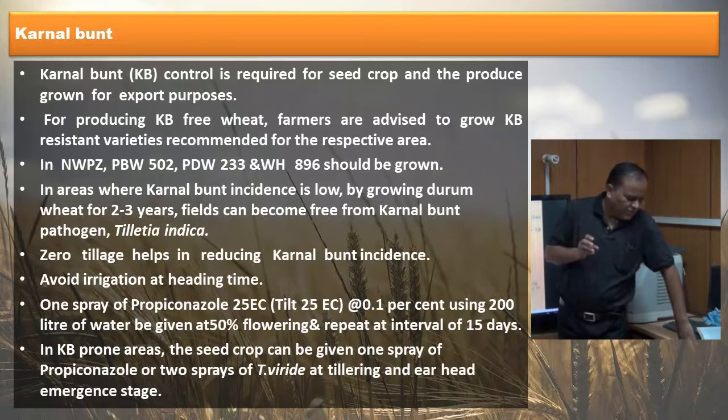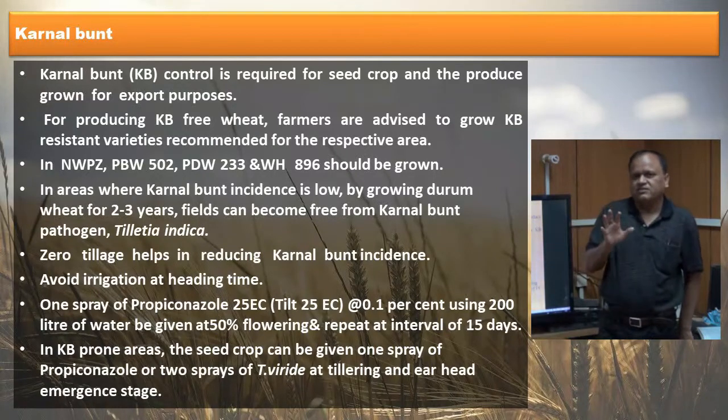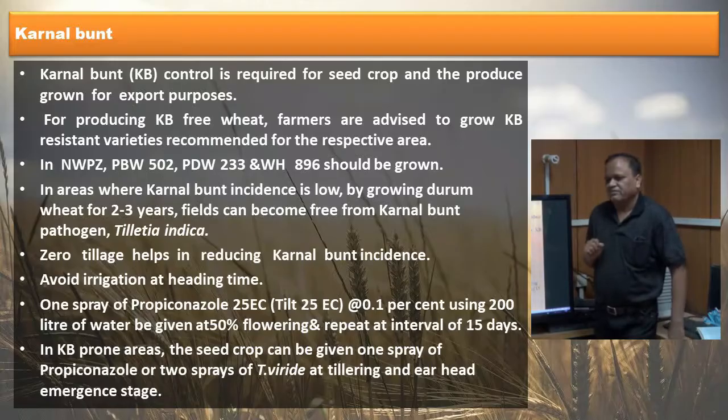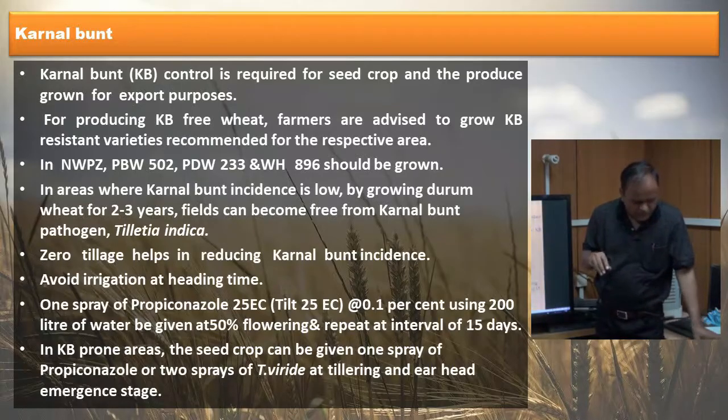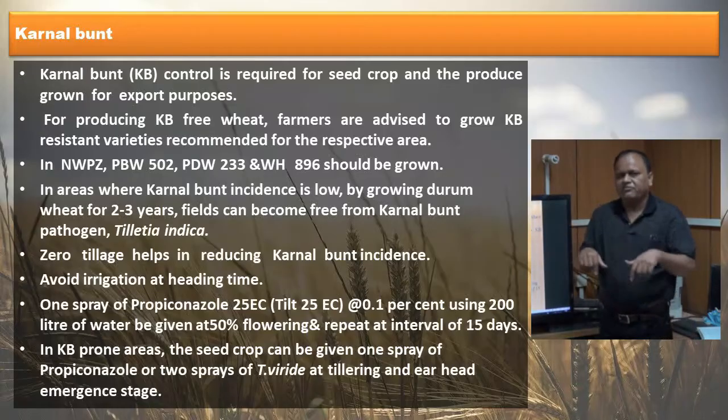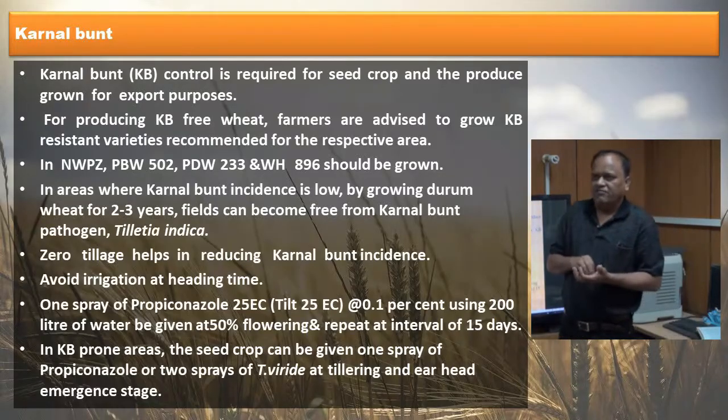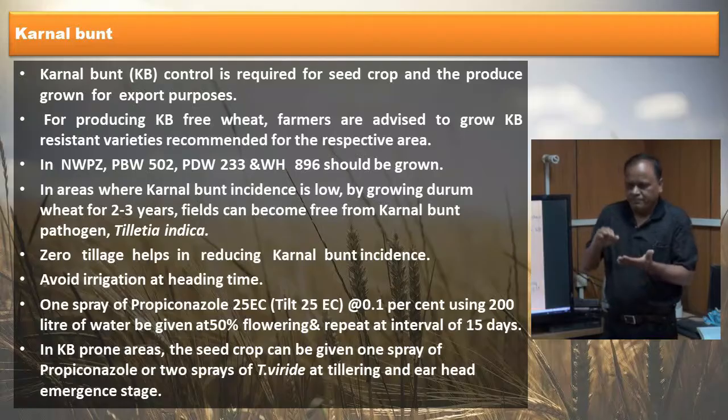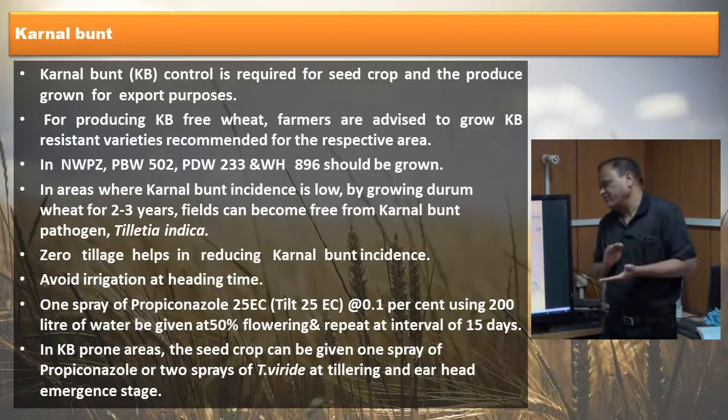Now you can ask the question, sir, what do you mean by 50% flowering? 50% flowering means, suppose there is an area of 1 square meter and visually you have seen that in 50% of the plants, the spike has emerged. That means this is 50% flowering.